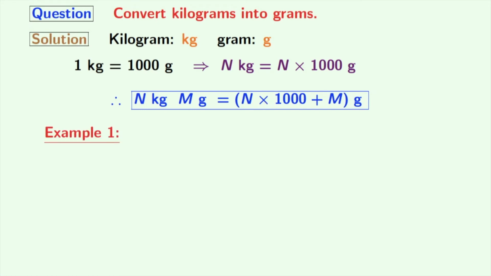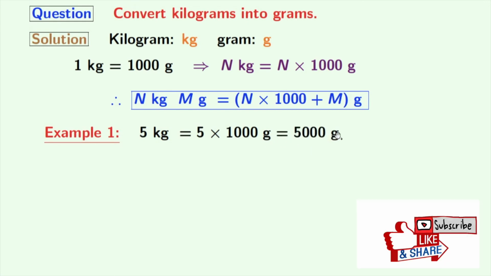In our first case, we have taken 5 kilograms. Using this fact, we can say that 5 kilograms is equal to 5 times 1000 grams. That is equal to 5000 grams.